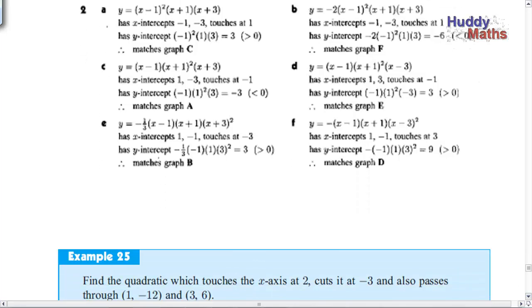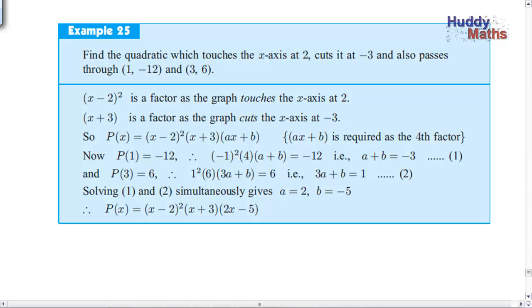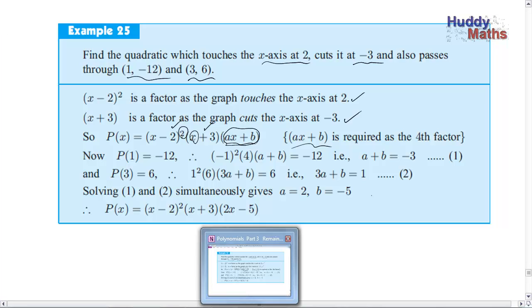Just a little bit more to do here. I hope you're putting all this together in your mind. Okay, quadratic touches x-axis at 2, cuts at negative 3, passes through these 2 points. Okay, that's a factor because (x - 2) squared is a factor because it touches. This is a factor because it cuts, and therefore we've got those two. Now we need to construct an undetermined factor here because it's a quartic, and if you look here, squaring that will give you a square, times by x will be a cube, so there'll be another linear factor. So we're going to use that idea of undetermined coefficients here now.